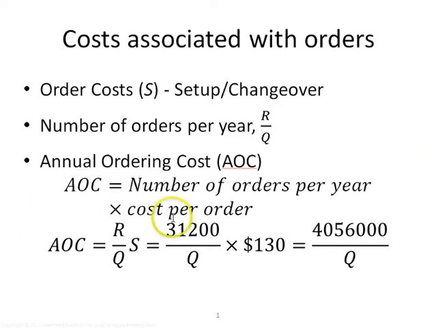The annual ordering cost, therefore, is the number of orders per year times the cost per order. In this case, R over Q is the number of orders per year, times S, our ordering cost, which is $130 for this example. That is 31,200 over Q times $130 per order. So it's 4,056,000 divided by Q. This is the annual ordering cost function.